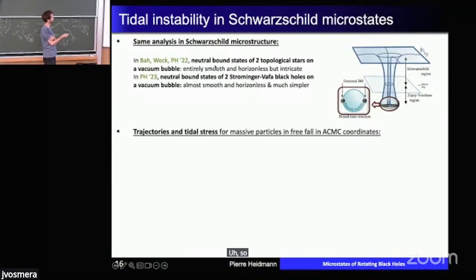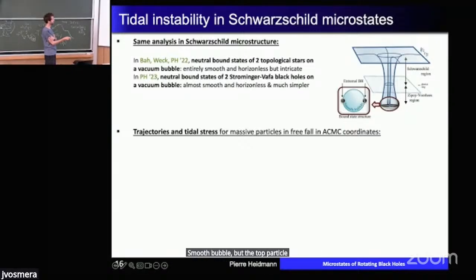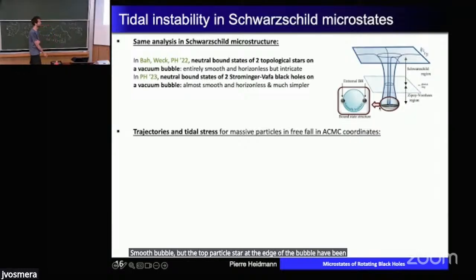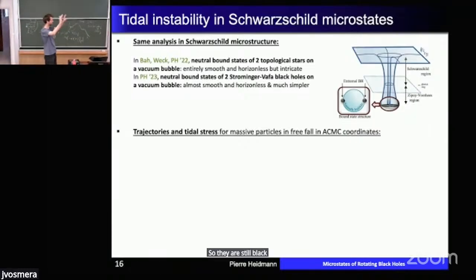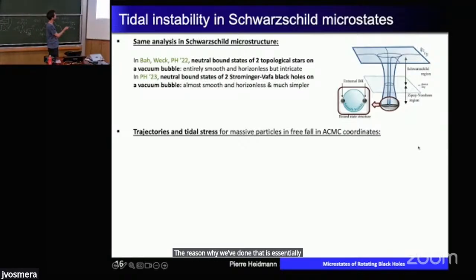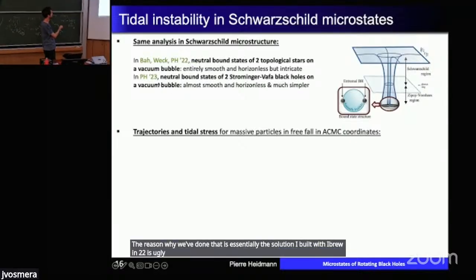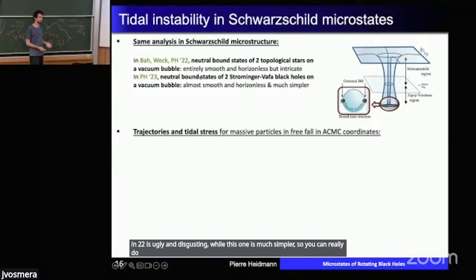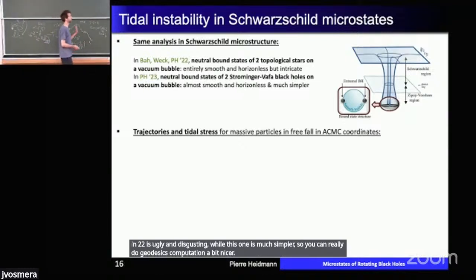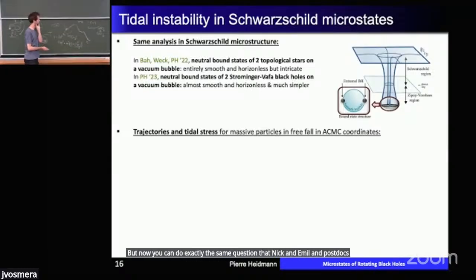So yeah, the thing we have done is essentially we didn't really take the full smooth solution. We took a simpler one where it's a big fat smooth bubble, but the topological stars at the edge of the bubble have been replaced by extremal black holes. So they are still black holes in the geometry, but it's smooth everywhere. The reason why we've done that is essentially the solution I built with Hebrew in 22 is ugly and disgusting, while this one is much simpler, so you can really do the geodesics computation a bit nicer here. But now you can ask exactly the same question that Nick and Emil and postdocs have tried to address.